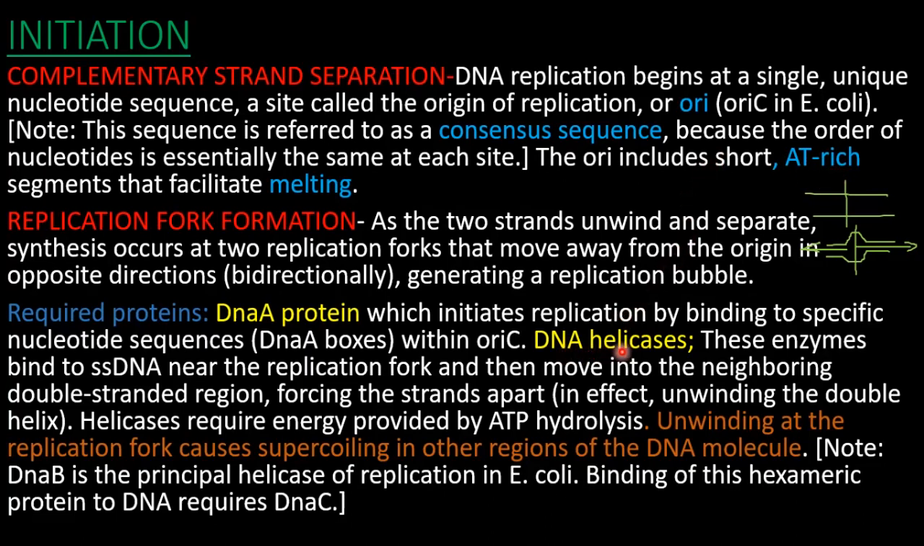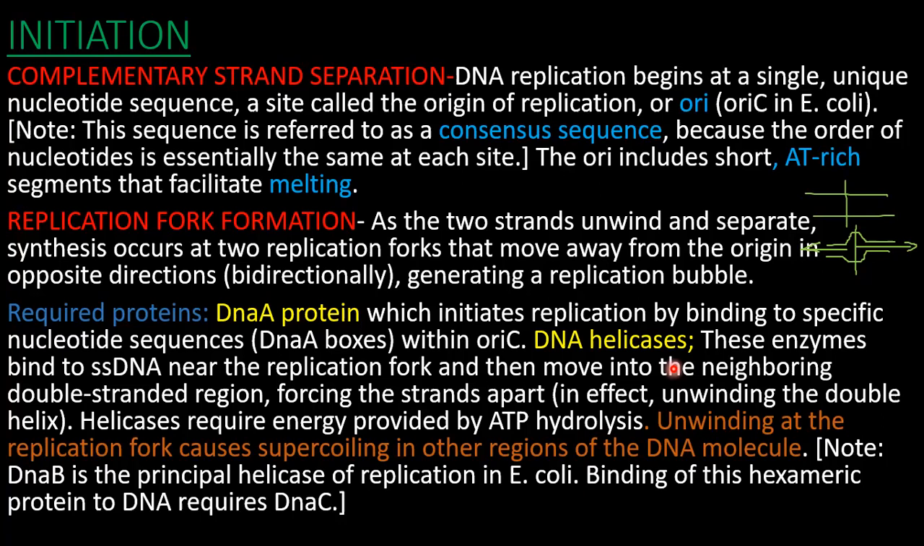Then DnaB helicase usually binds to the single-strand DNA near the replication fork, then it will move towards the neighboring direction, towards the region which has double strands, the double-stranded region.